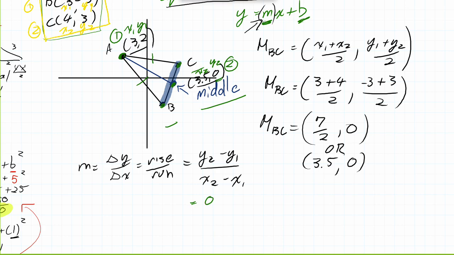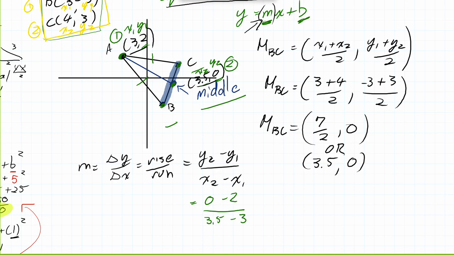y2 happens to be 0. y1 happens to be 2. x2 happens to be 3.5. And x1 happens to be 3. Make a mistake there, 3.5. Oh, and 0, there you go.